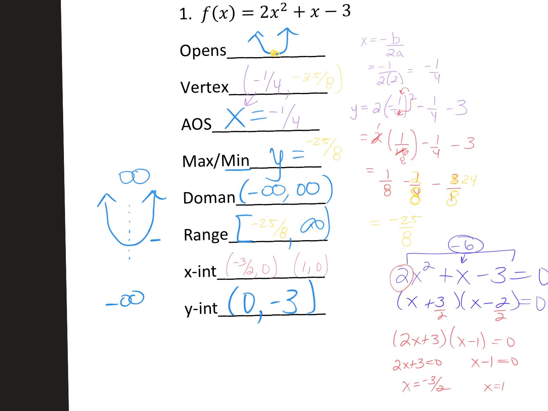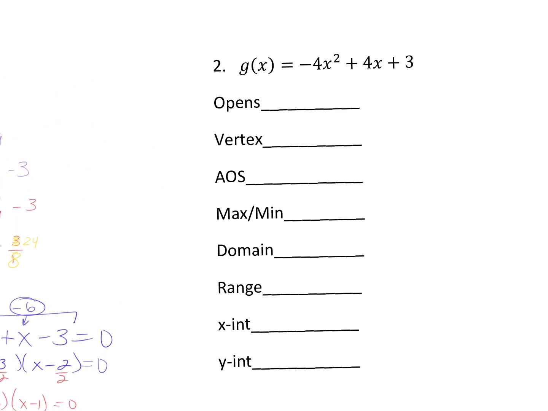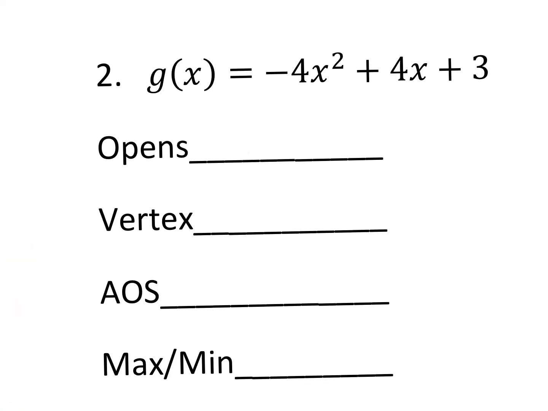All right. Any questions? All right, I'm going to do the second one. I'm going to run through it a tad bit quicker. The math is a little easier on this one. But this one's different. Which direction does this parabola open? It opens down. How do you know this opens down? Because A is negative.